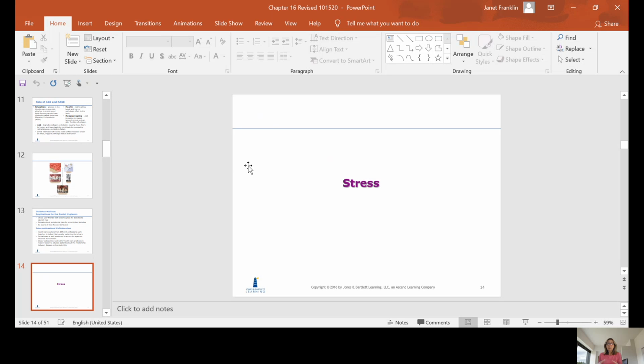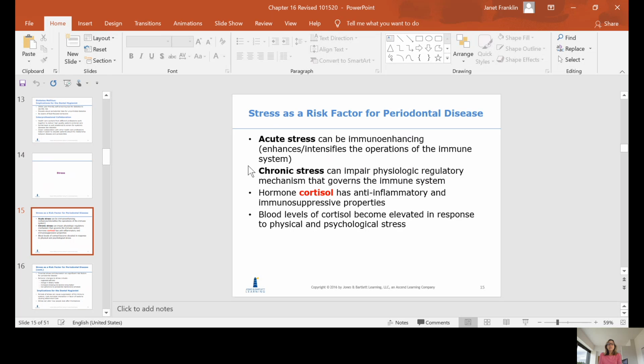So you have to work within the parameters to help them understand the effects that stress is having on their body. Acute stress can be immuno-enhancing, meaning it intensifies the operations of the immune system. In other words, it triggers an immune response and a whole lot of inflammatory cells and immune cells are stimulated. In chronic stress, it can impair the physiologic regulatory mechanism that governs the immune system.